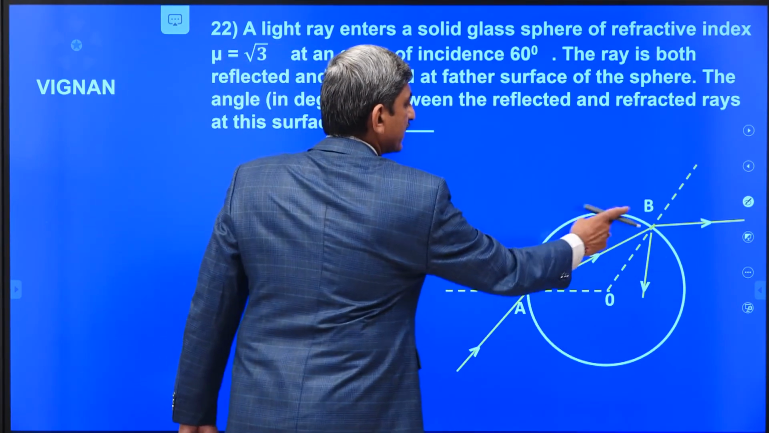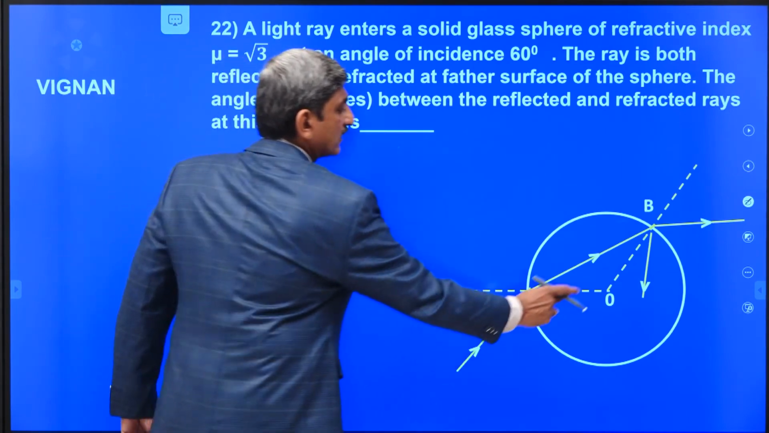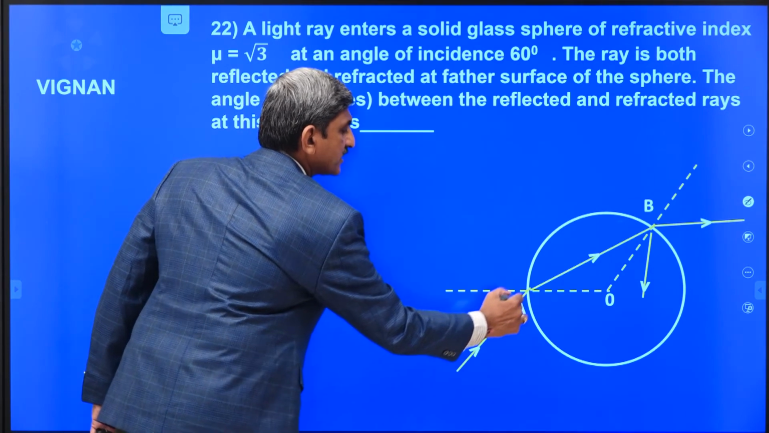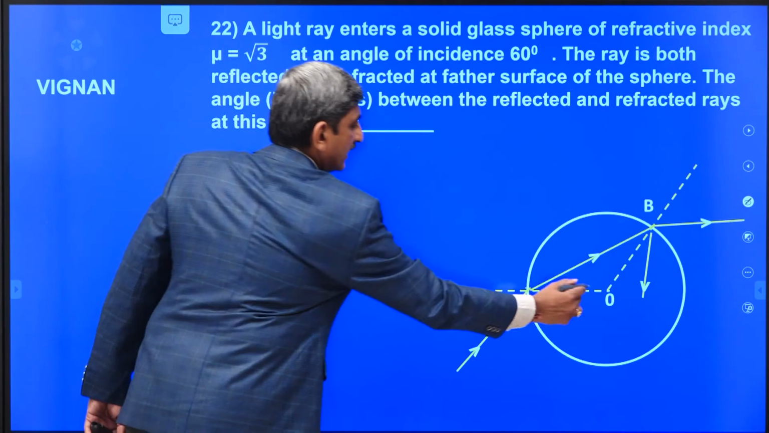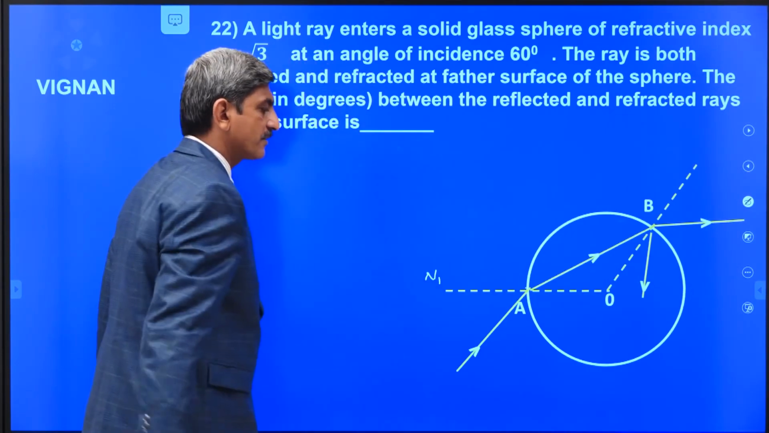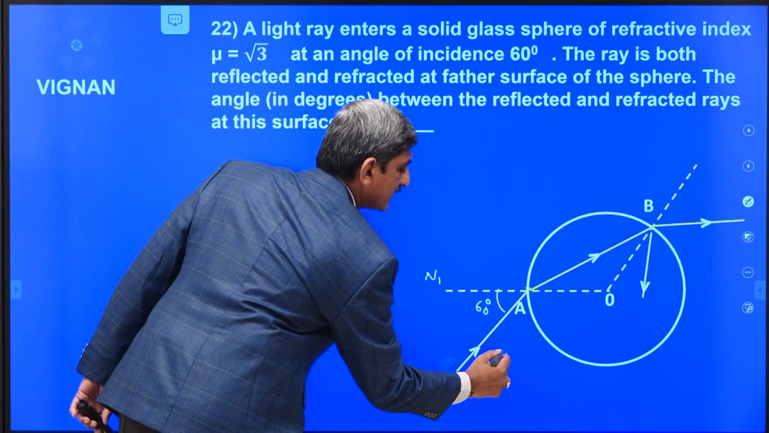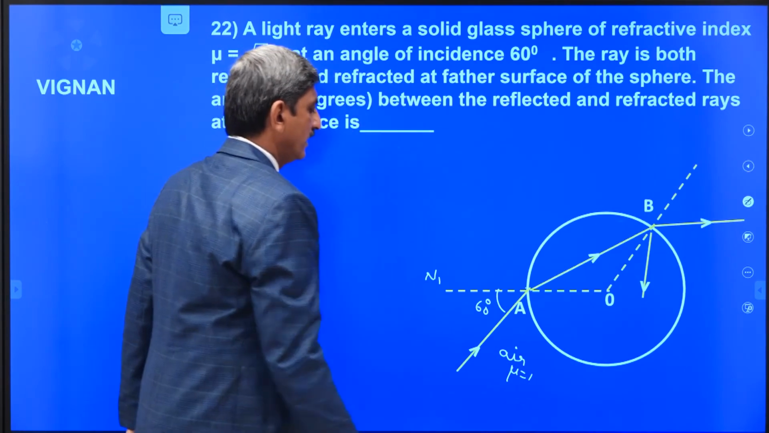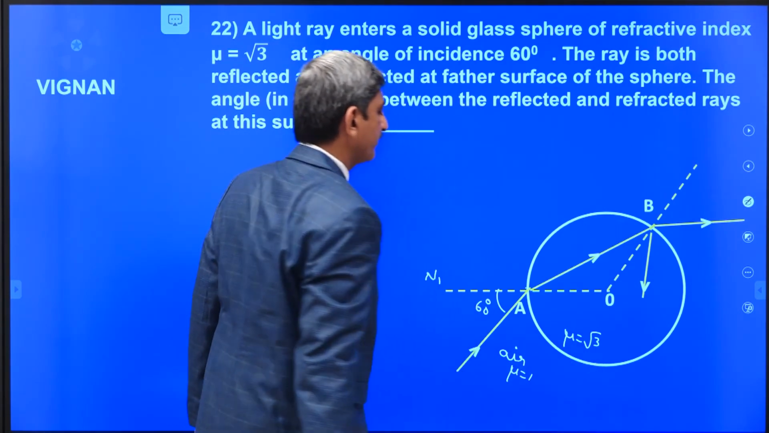Suppose, let us take this as the given solid glass sphere. Let O be the center of the sphere. The light ray enters along this direction and it meets the surface at point A. This ON1 is the normal to the surface, and this angle of incidence is given as 60 degrees. This is air, for which the refractive index mu is equal to 1. This is the glass sphere, for which the refractive index is given as root 3.